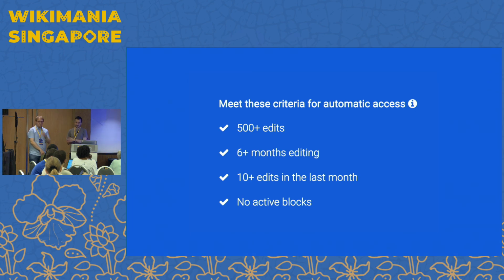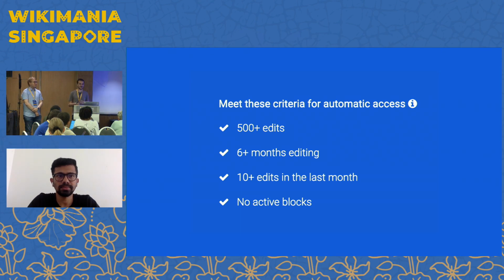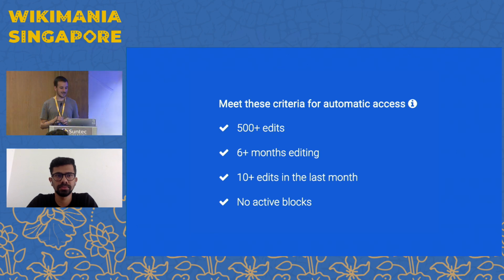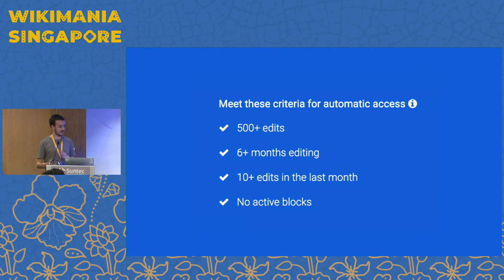So to use the library, there is some minimum criteria. You can't just register a Wikipedia account for free, not make any edits, and get access to the library. I know this is frustrating, but ultimately it was the only way we could convince publishers to be involved in the library and provide this access for free. The minimum criteria are 500 edits, 6 months since your account was created. You need to have made 10 edits in the last month, so you need to be active. You can't just get access and then stop editing.